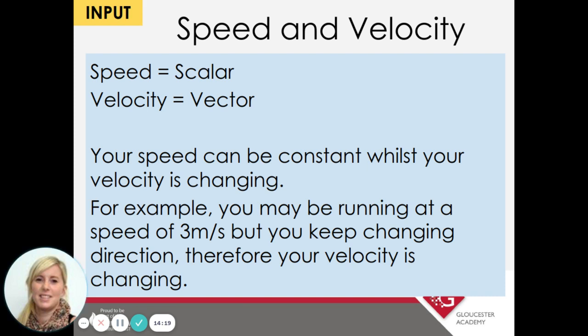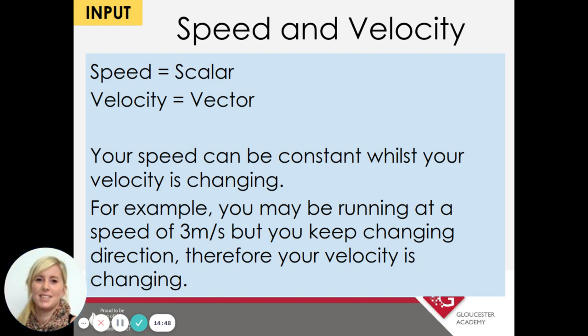Okay, so our next bit of input then is to say that you can actually have a constant speed, but your velocity can be changing. Remember at the beginning we said speed is a scalar quantity, so it just has a size. Velocity is a vector quantity. It has to have a size and a direction. So if I say to you 30 meters per second, that's a speed. If I say 30 meters per second north, that's a velocity.